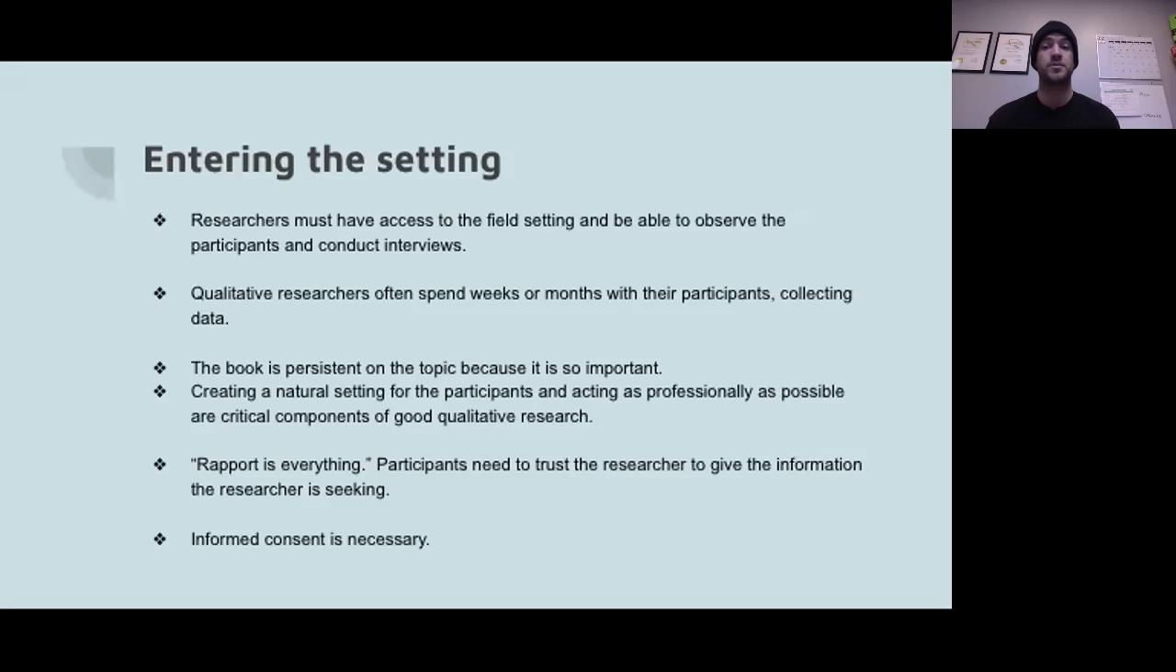Another important attribute is creating a setting for the participants that feels natural for them. The book says rapport is everything. Participants need to trust the researcher for the information to be legitimate. Another important note is that informed consent is necessary. Although participants consent to being evaluated, it's most important for them to feel comfortable with the evaluator.